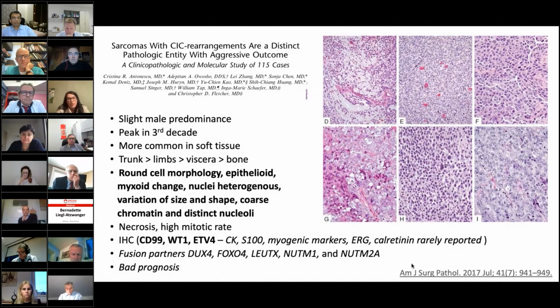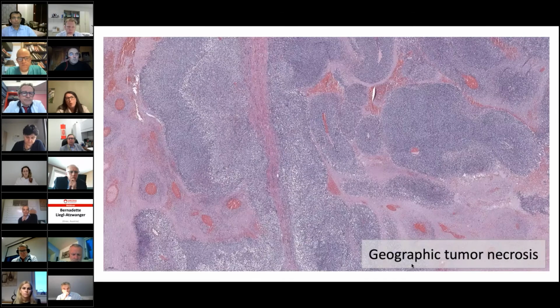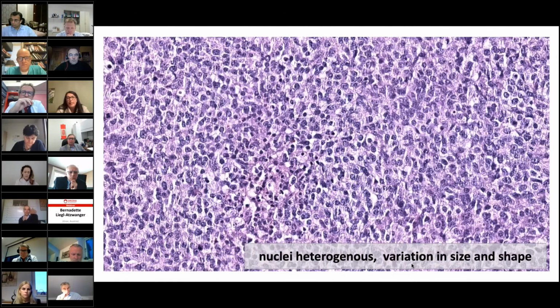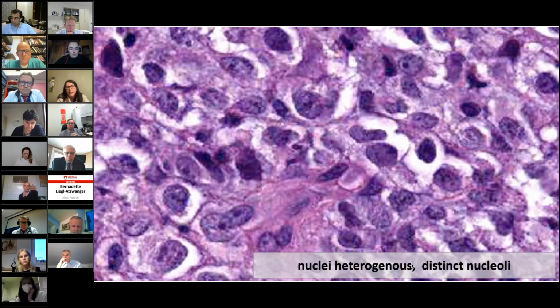We can see small cells, epithelioid cells, we can see myxoid changes. And if we have seen more of these tumors, a quite good morphologic characteristic of these tumors are these huge geographic tumor necrosis. If we go more in detail, we see much more heterogeneity of the individual tumor cells, which are varying in size and shape. And if we go even more in detail, we see distinct nucleoli, which we would not see in a classic Ewing case.